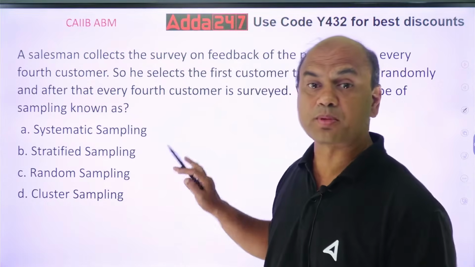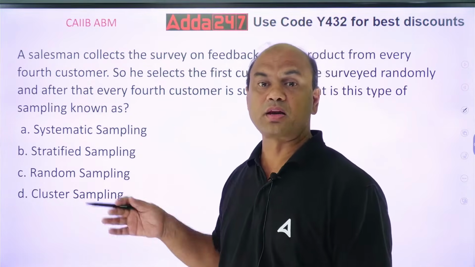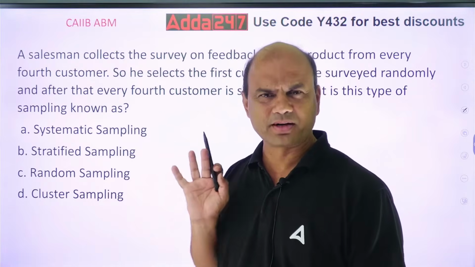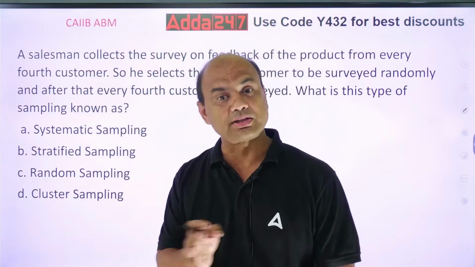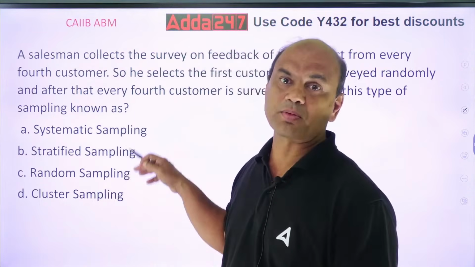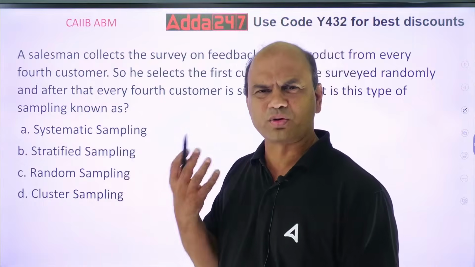These are called probability sampling. There are also non-probability sampling. That is separate. Snowball sampling is there, convenience sampling is there. That we won't touch today. But these 4 are probability sampling. At least 2 of them are asked to you in the exam.